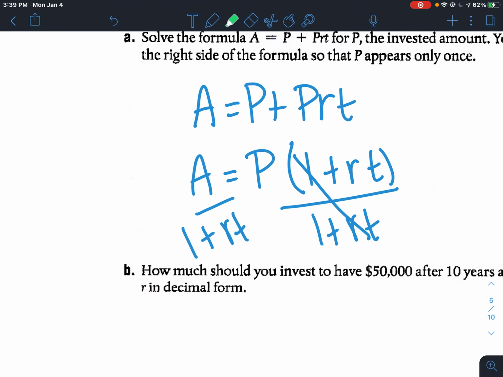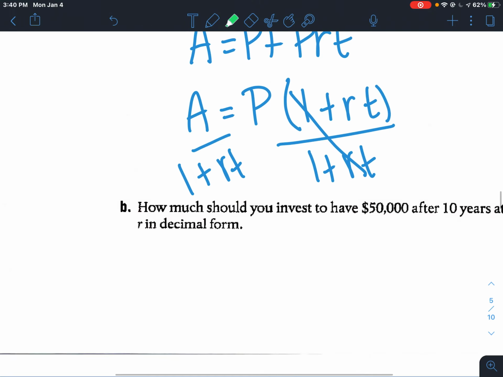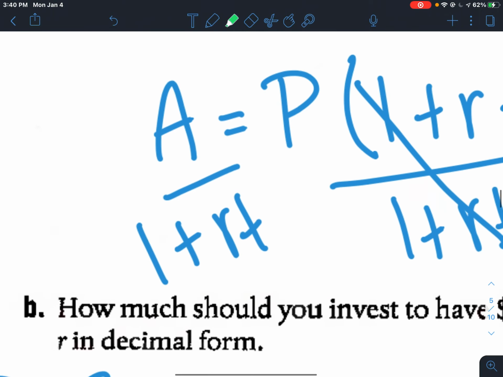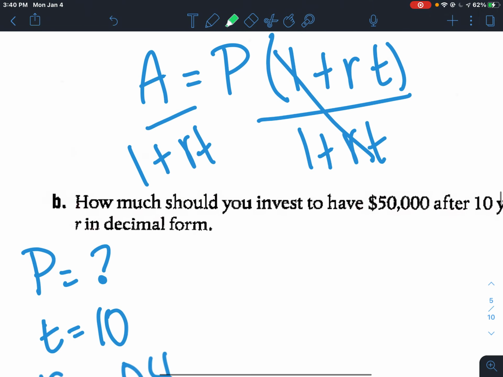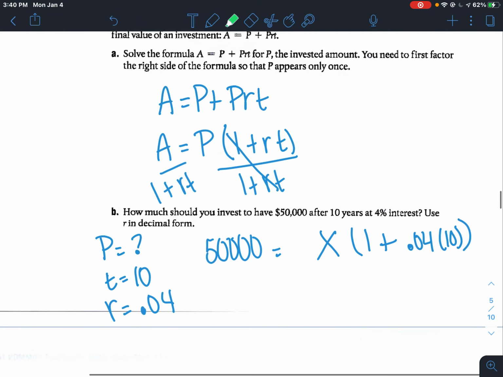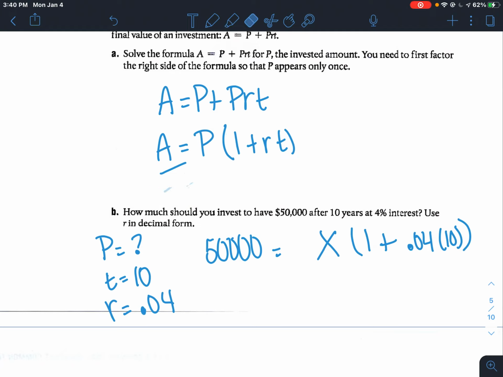Okay. And then I'm taking it a step further for the next one, and I solved it for P. So, how much should you invest to have $50,000 after 10 years at 4% interest? Use R in decimal form. So, I'm going to use the formula that I solved for up top, where, oh, no, I didn't. So ignore my dividing by 1 plus RT up at the top. Ignore this. Pretend that never happened.